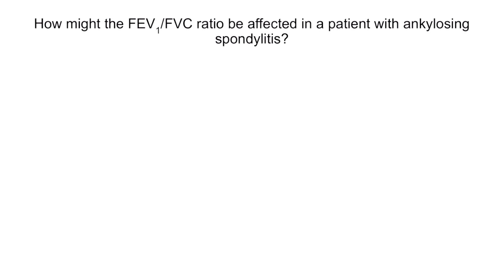How might the FEV1 to FVC ratio be affected in a patient with ankylosing spondylitis? To answer this question correctly, we should first consider whether ankylosing spondylitis is an example of a restrictive lung disease or an obstructive lung disease. In patients with ankylosing spondylitis, the spine is stiffened and the patient's posture is altered. And as a result, the chest can't expand properly, like we mentioned on the previous slide. Now, there's no obstruction to the outflow of air, but rather the chest wall is restricted in its ability to move air in. Thus, ankylosing spondylitis is an example of a restrictive lung disease.